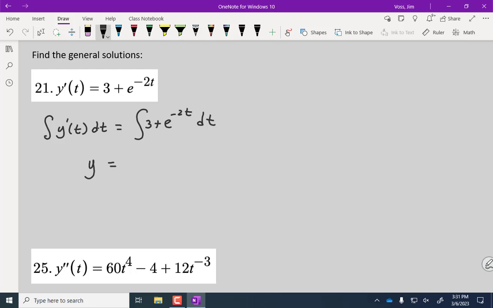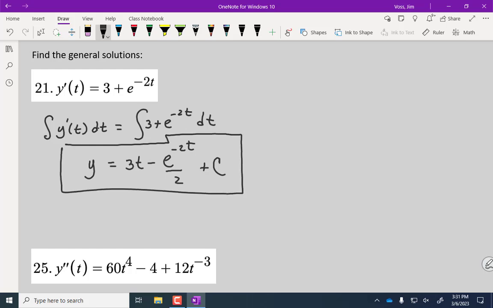And on the right-hand side, we get 3t minus e to the negative 2t divided by 2 plus c. So that is the general solution to the differential equation that was given. In other words, the way you solve a differential equation is to integrate. So there is our general solution. That sounds too easy. So no mysteries.